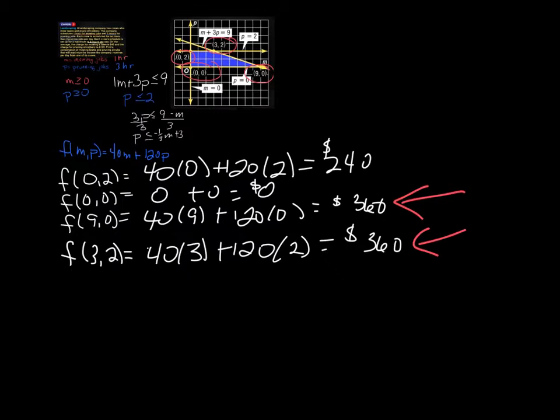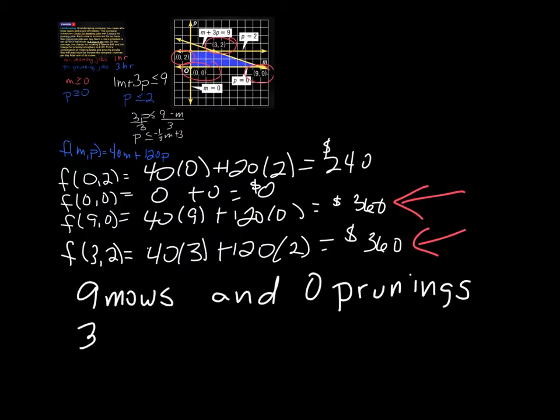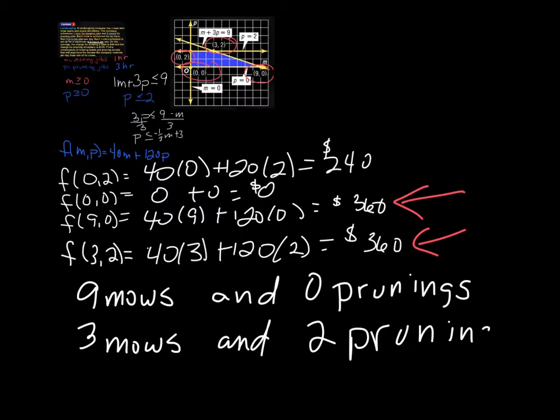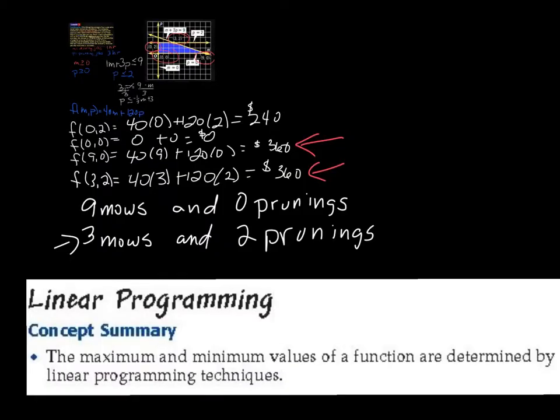So now you're getting into human relations. 9 mowings and no prunings will get you as much money as 3 mowings and 2 prunings. I'm guessing at some point people are going to want the pruning done, so some days you're going to have to go this route. The maximum and minimum values of a function are determined by linear programming techniques.